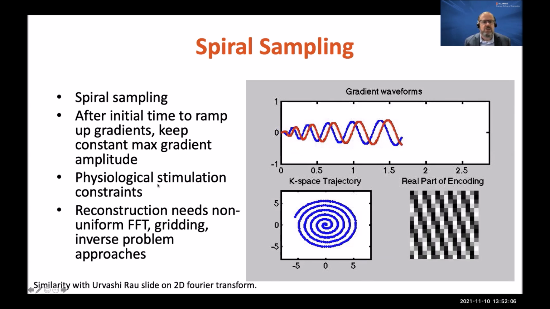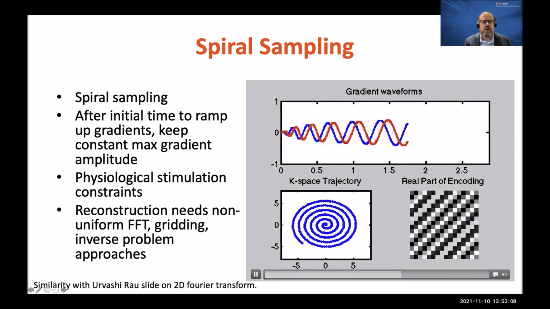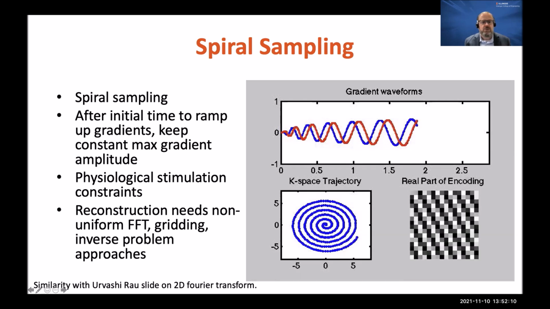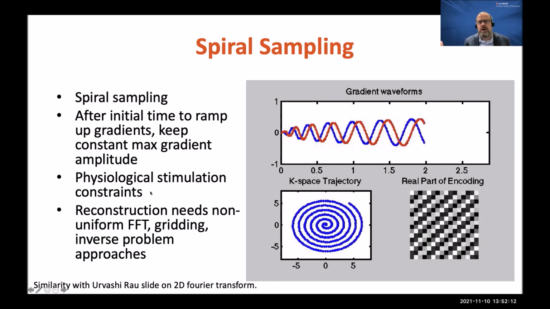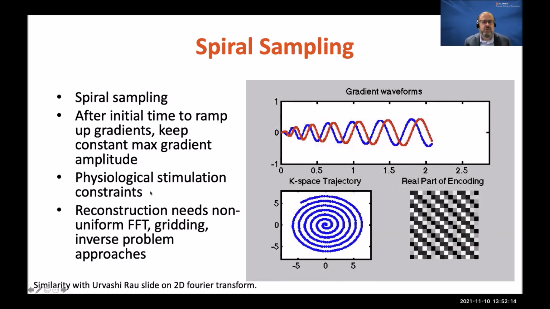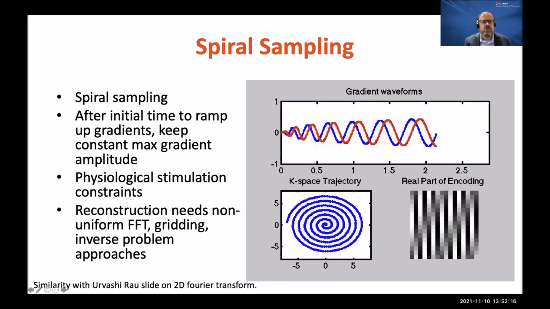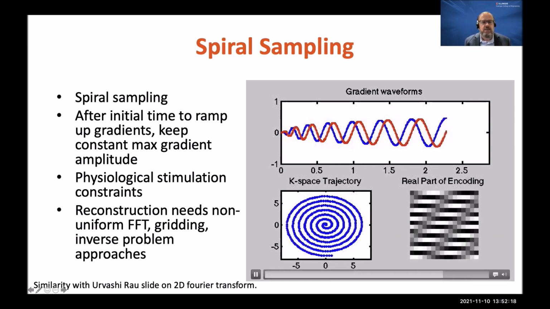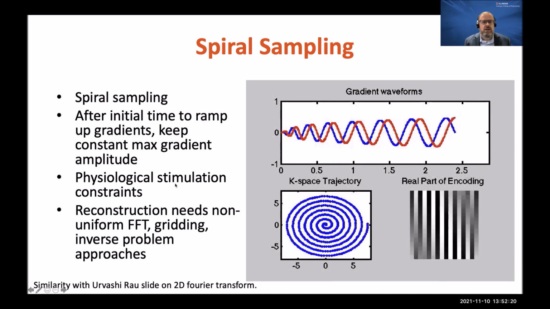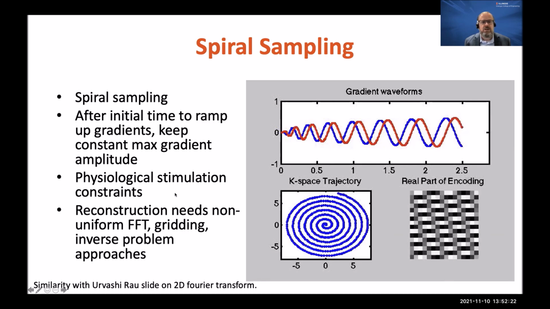But there are physiological stimulation constraints here, where we're constantly changing directions, and those can induce a stimulation. Whereas with the EPI sequence, we get to the end of a line, we have to turn around and come back. And then the reconstruction is a little more challenging here because we end up sampling on the spiral trajectory. And so we have to do some extra things for reconstruction.